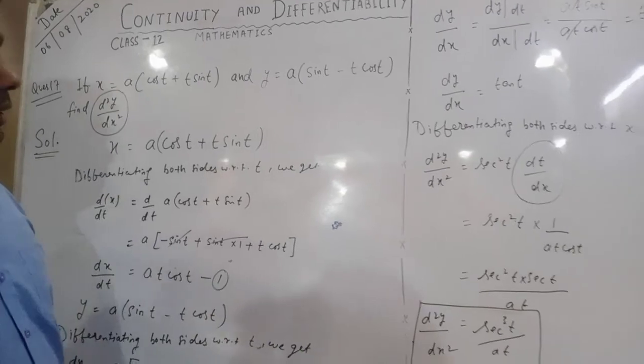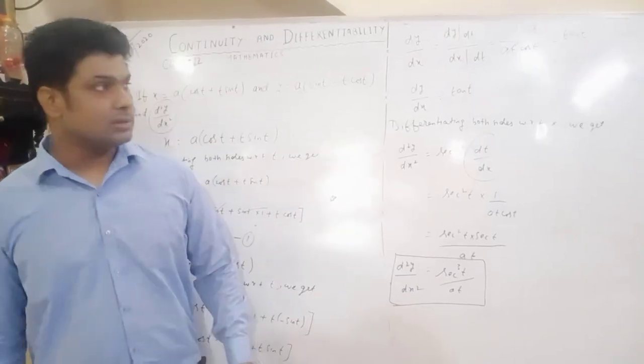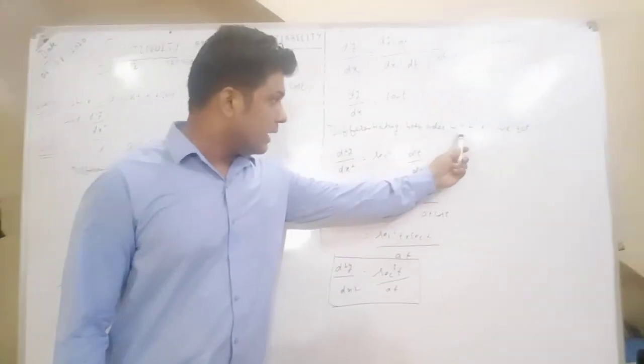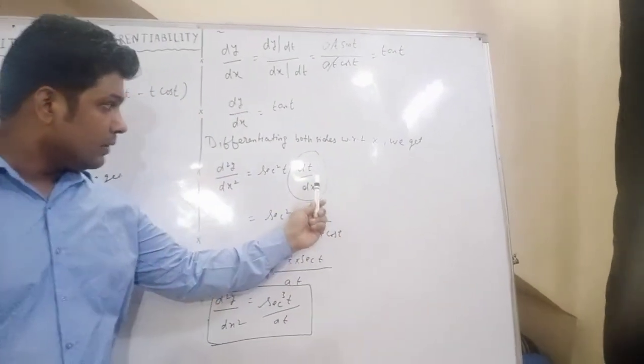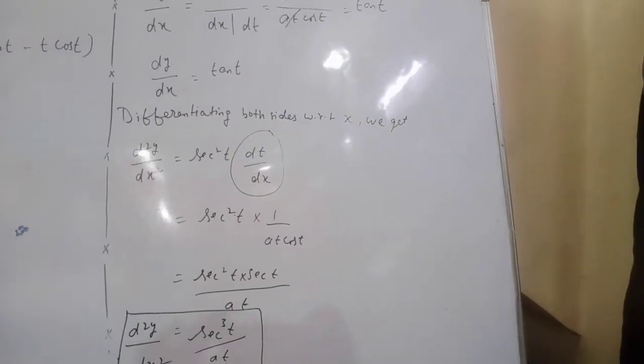Okay. So please try and solve at least 2 or 3 times this question. This is one of the most important questions. Okay. And remember these 2 steps. Here we have to differentiate with respect to x, and here we have to write dt by dx. So these are the 2 important steps. Okay.